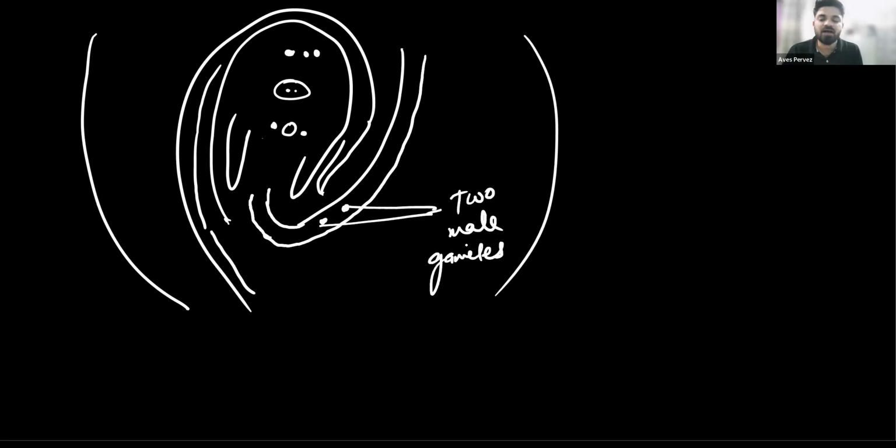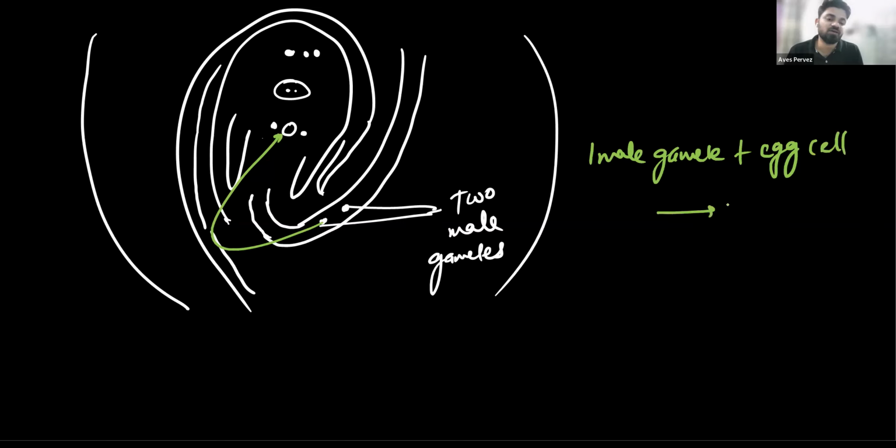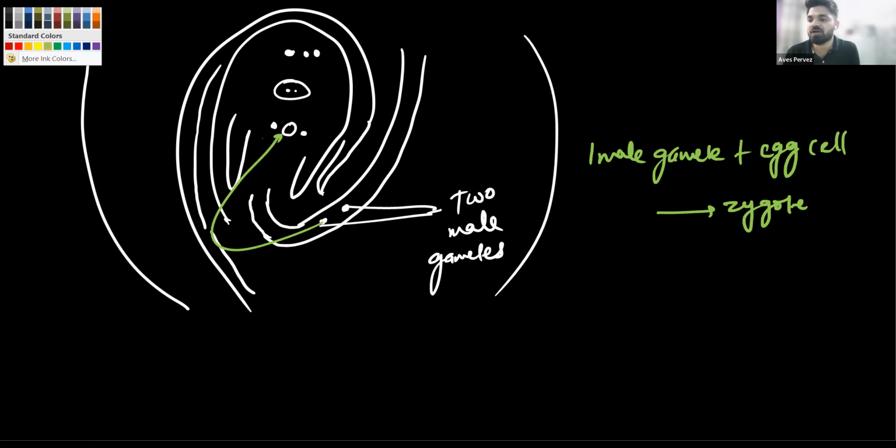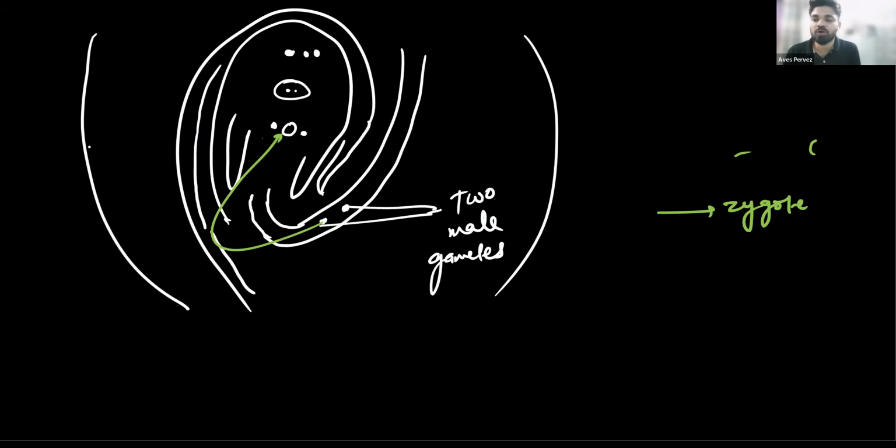One of the male gametes fuses with the egg cell. This is the egg cell. When one male gamete fuses with the egg cell in the ovule, it forms the zygote. And when the other male gamete fuses with the 2 polar nuclei, the center cell is called the 2 polar nuclei.